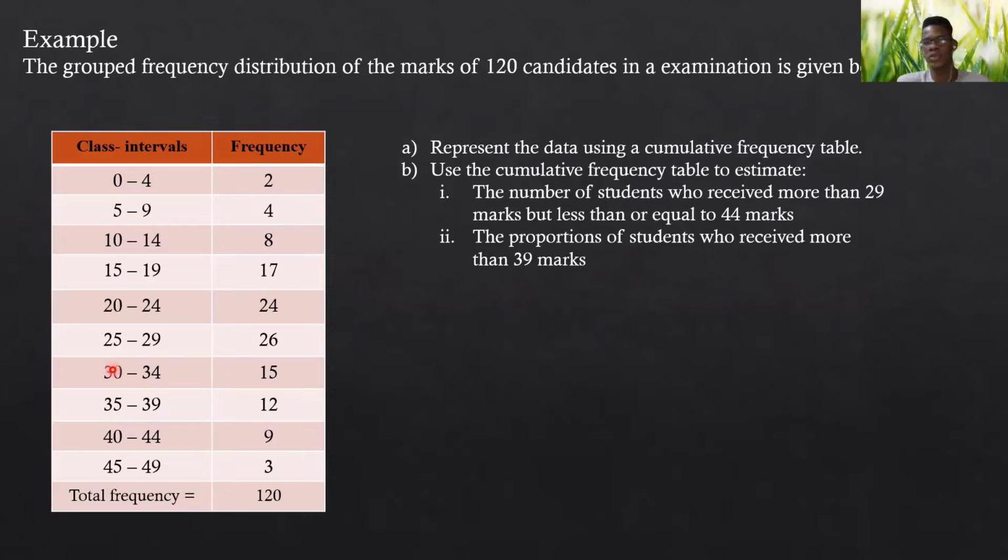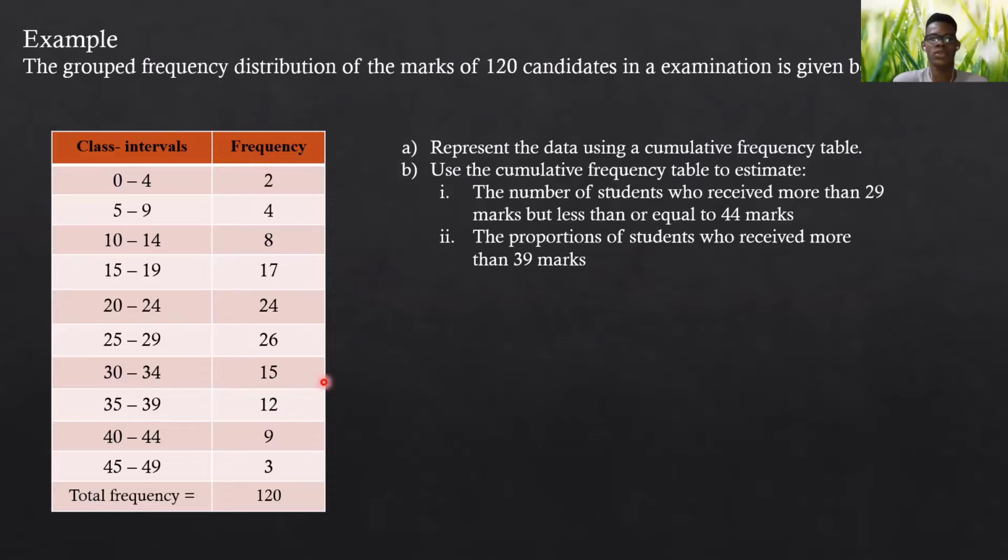The grouped frequency distribution of marks of 120 candidates in an examination is given. So we have our frequency table, between 0 and 4, and so on. To read this off, this is the grouped frequency distribution of marks. These are the marks, and these are the number of students.